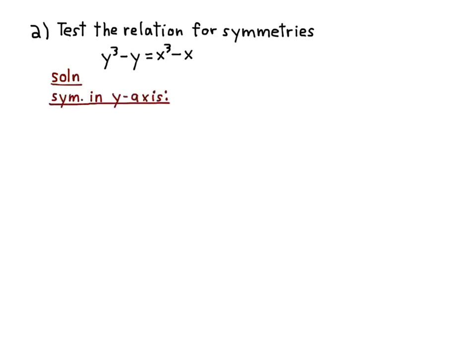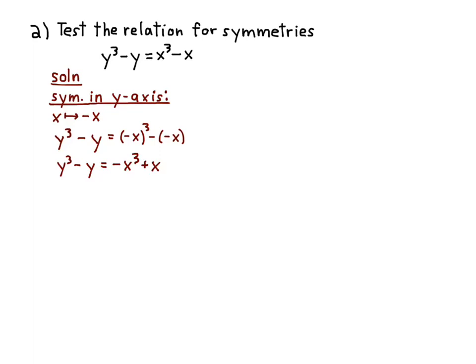So first I'm going to test to see if it's symmetric in the y-axis. And I would write this out exactly like this. Symmetry in y-axis, colon, underline, x goes to negative x. So symmetry in the y-axis is the opposite letter that you're changing. X goes to negative x. And then just take your formula and everywhere there's an x, replace it with a negative x in parentheses, to make sure that things are multiplied out correctly. And then simplify that, so you get y cubed minus y equals negative x cubed plus x.